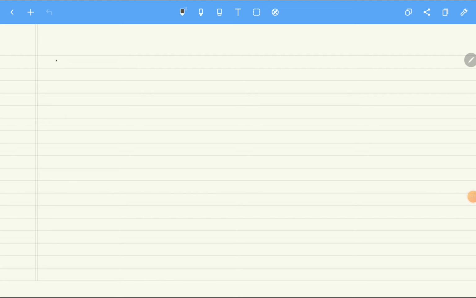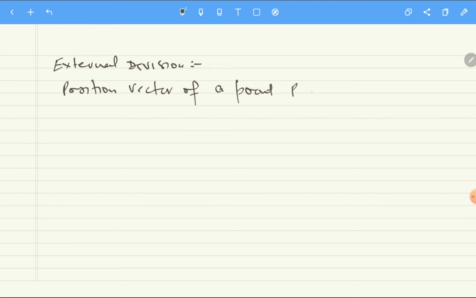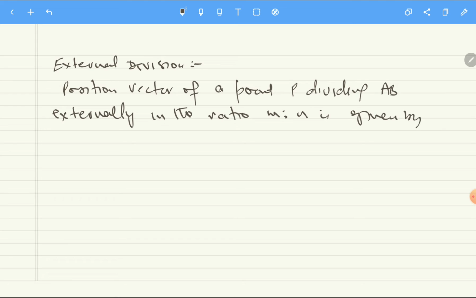Section formula for external division. In external division, what we have is the position vector of a point P dividing AB externally in the ratio m is to n is given by m times OB minus n times OA upon m minus n.